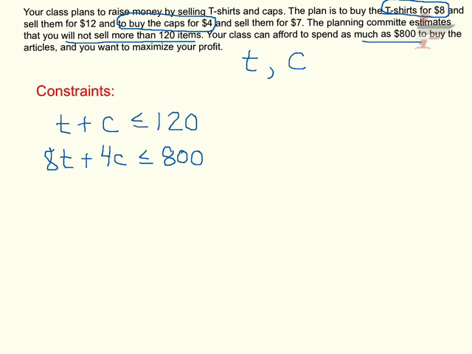The implied constraints are the easy ones to forget, so do your best. You know that you can't sell negative items, so the t-shirts have to be greater than or equal to 0, as do the caps, which really just puts you in the first quadrant. And those are your constraints.